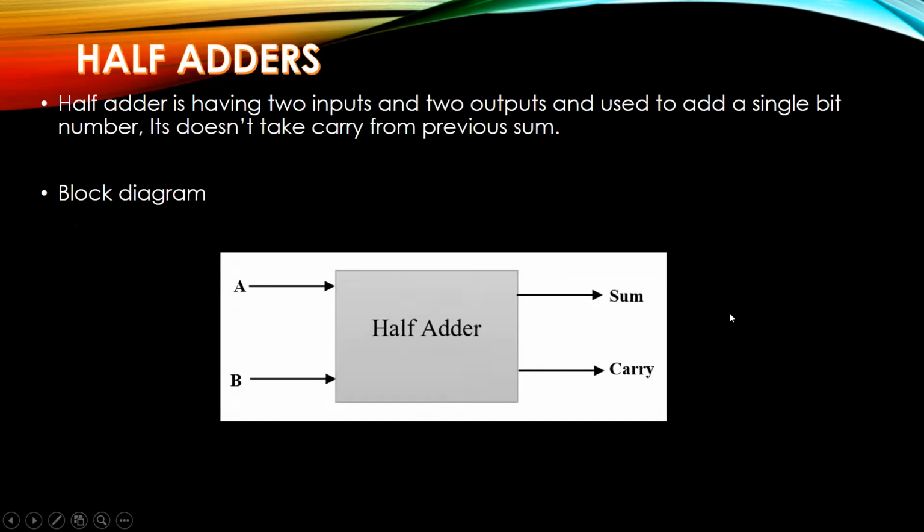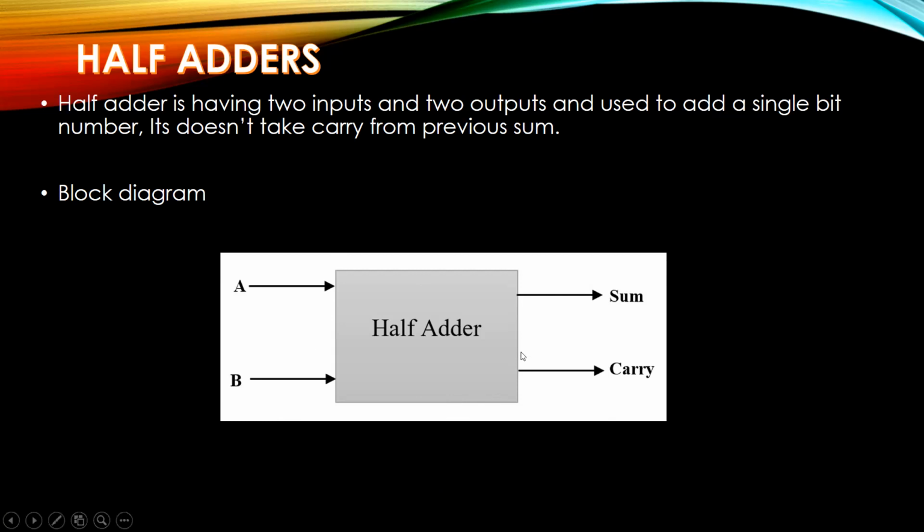Now, how can we get the circuit for the half adder? That's not a problem. We can see it in the following video. Here, first you can see the block diagram of the half adder, and it contains two inputs and two outputs. First of all, we need to observe the problem definition.